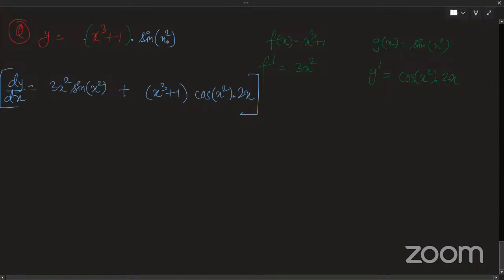Yes, sir. So at a time, you should differentiate one function. This is how you should work in multiplication. We had discussed this yesterday, right? Yes, sir.